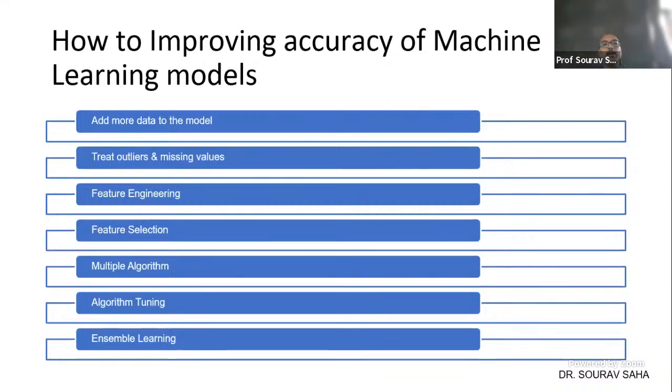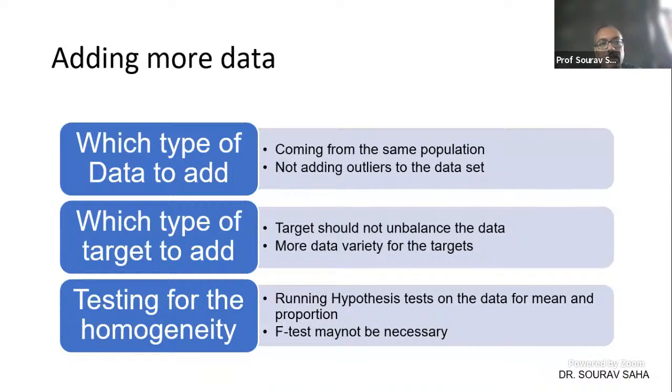These are some of the ways in which you can improve the accuracy of these machine learning models. So adding more data, right? The first one, which type of data to add? One, the data should come from the same population. Right? Don't get data from a different kind of population. Same population, and ensure that you don't add data with outliers. Right? Try to avoid adding data with outliers.